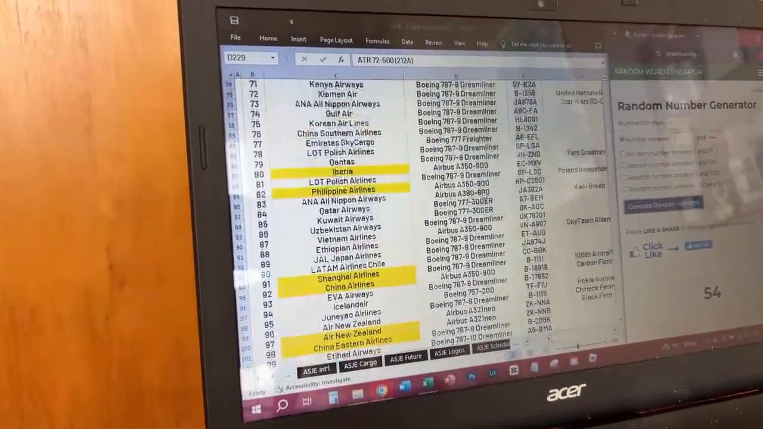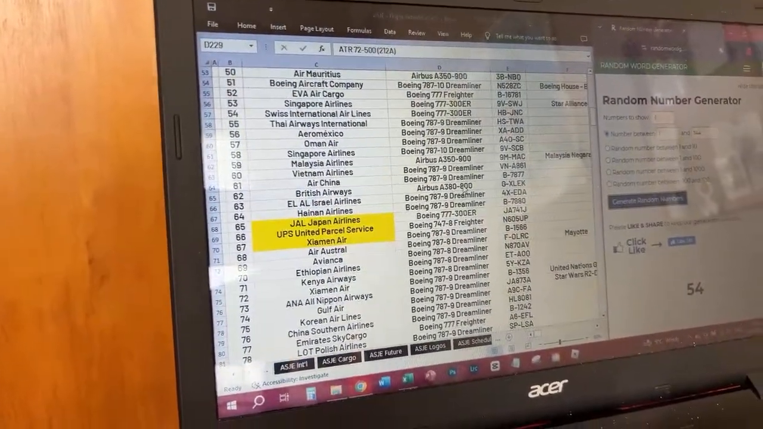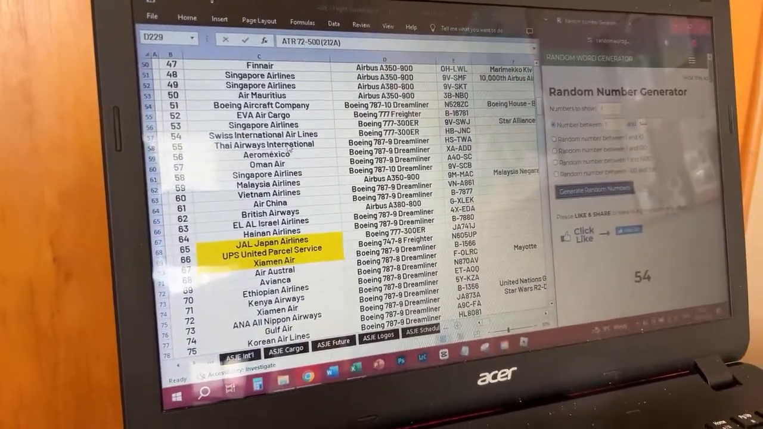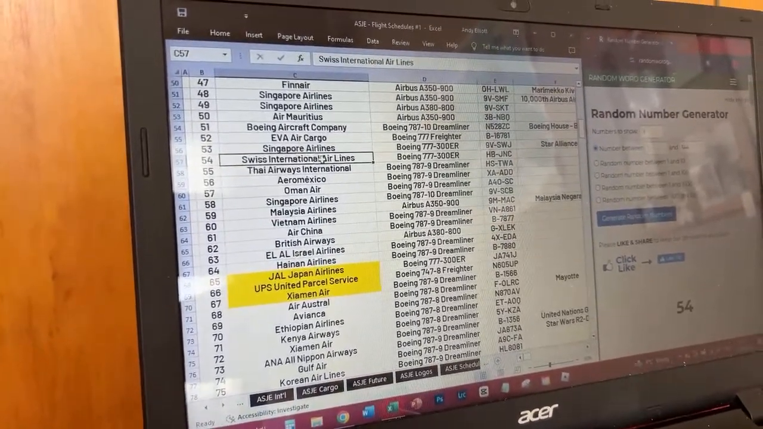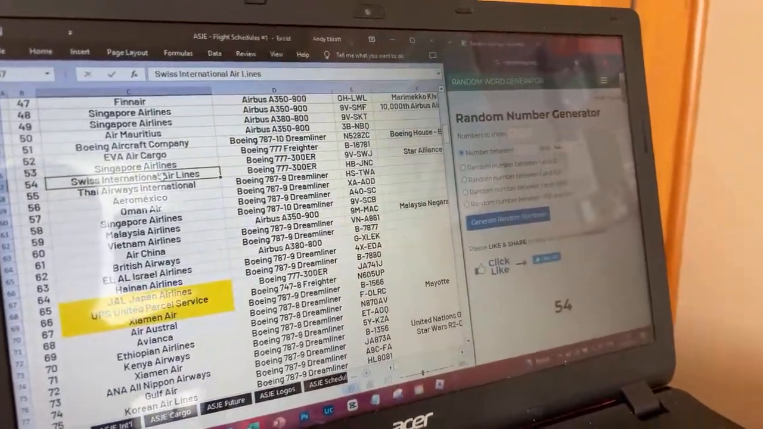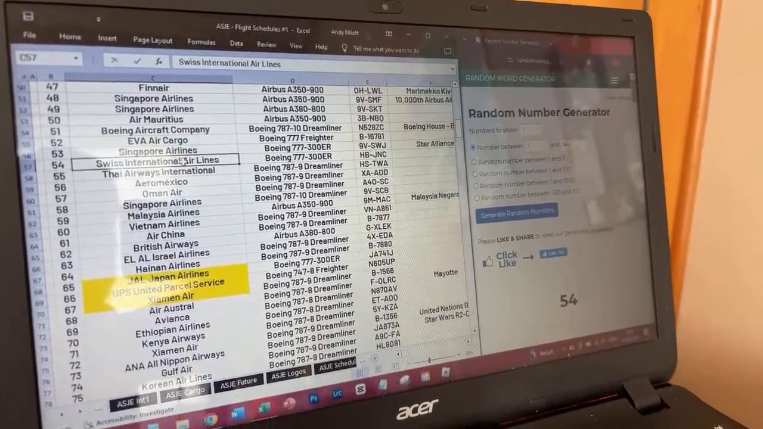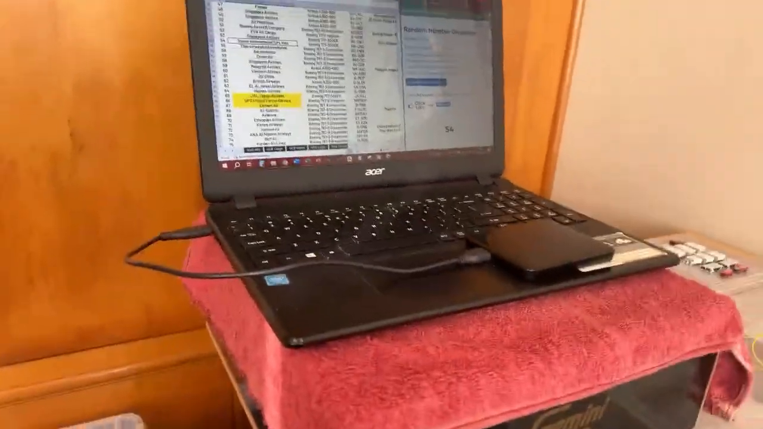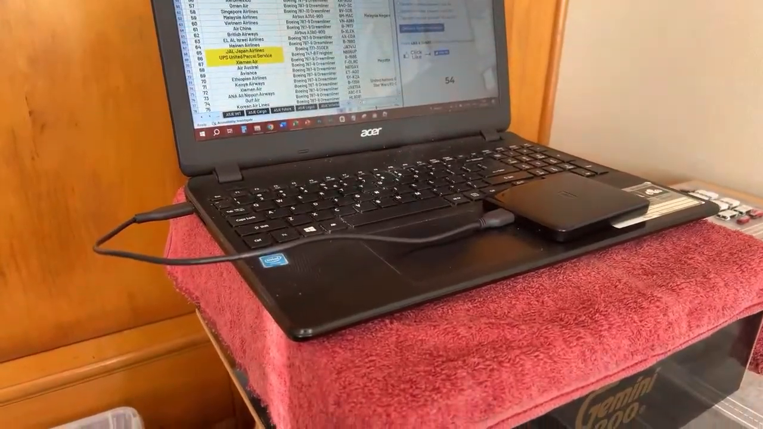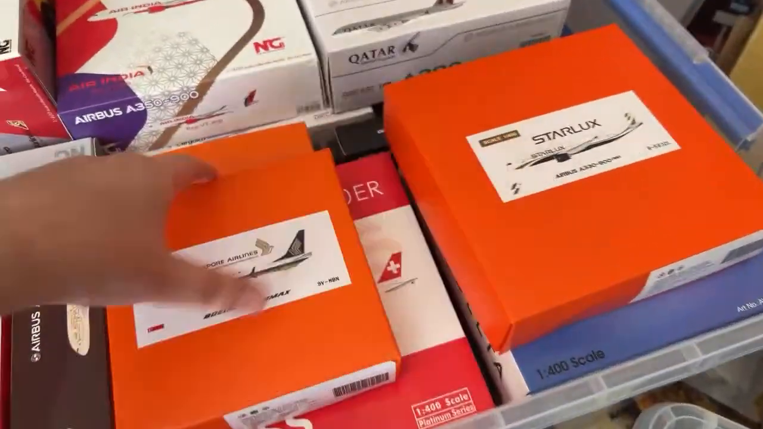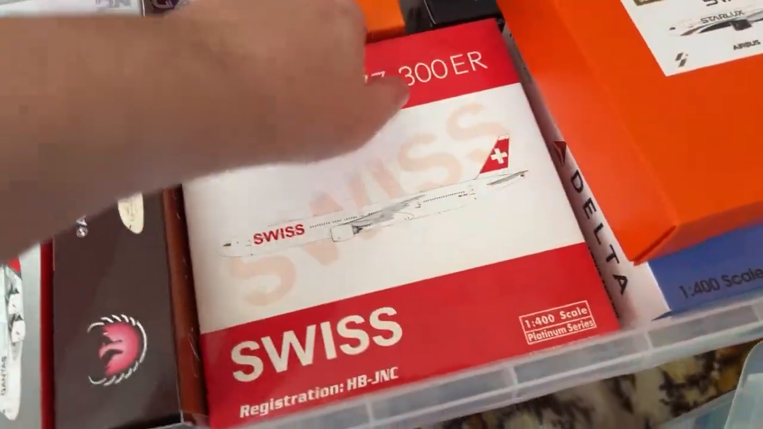54. And we have the first one, and it's right here. So the Swiss International Airlines Boeing 777-300ER. I believe this one is a release by Phoenix Models, and ironically, it is right here. This one right here.